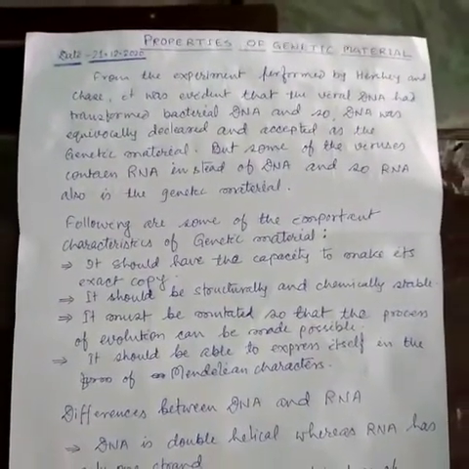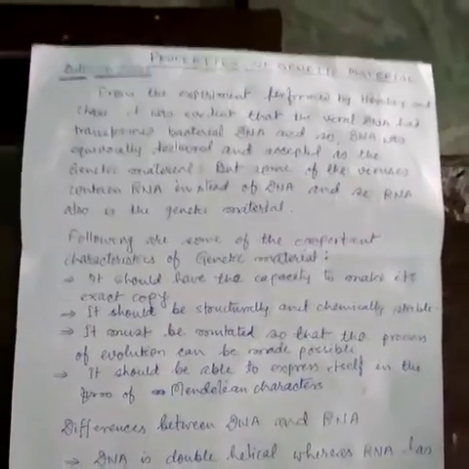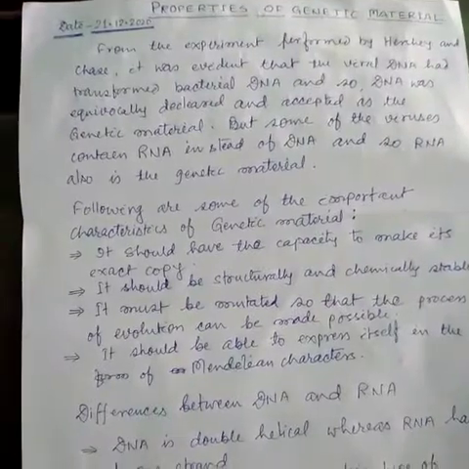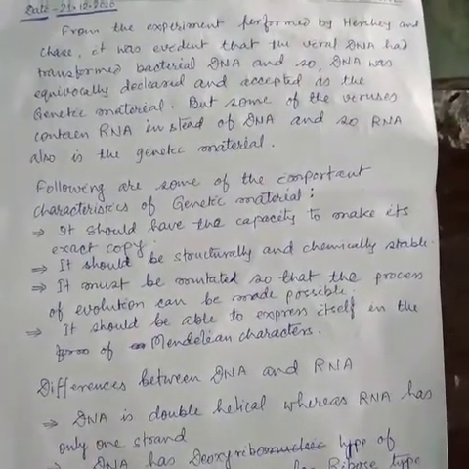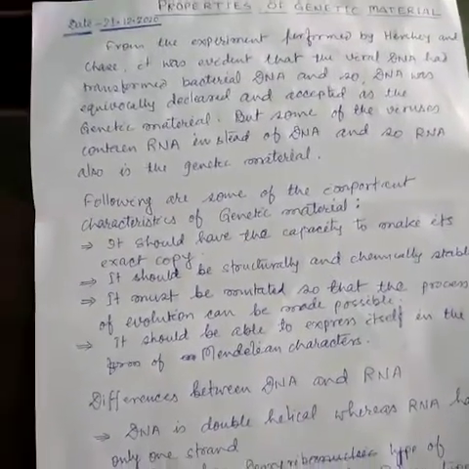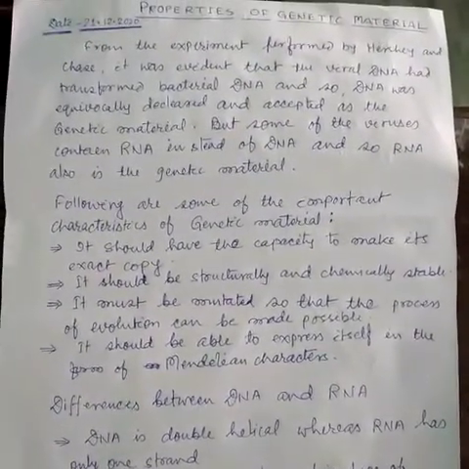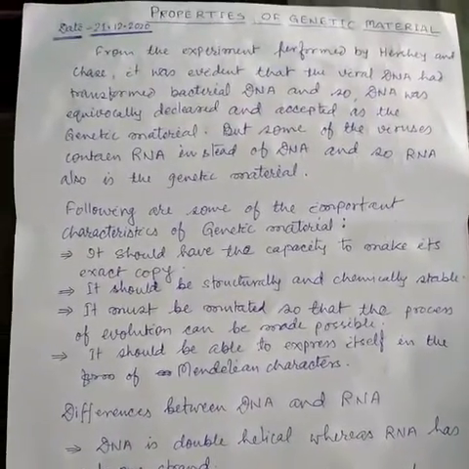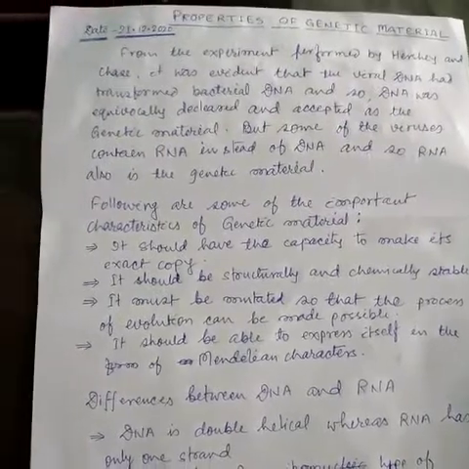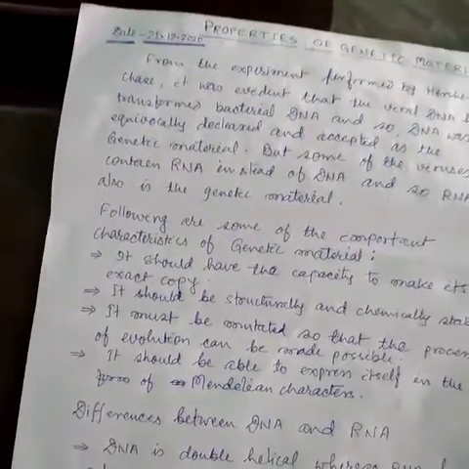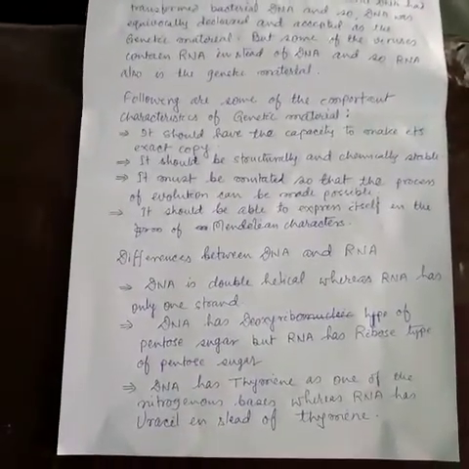It should have the capacity to make its exact copy. Another important characteristic of genetic material is that it should be structurally and chemically stable. It must be able to mutate so that the process of evolution can be made possible. It should be able to express itself in the form of Mendelian characters. These are some of the important characteristics of genetic material.